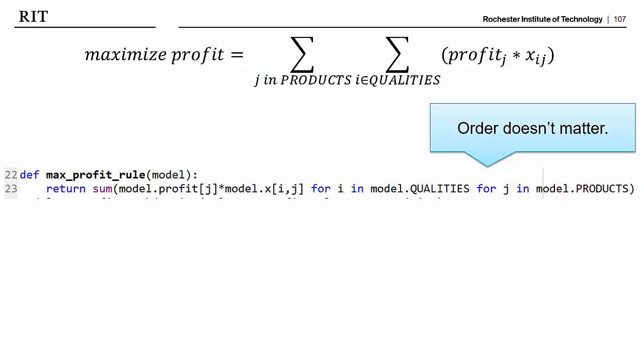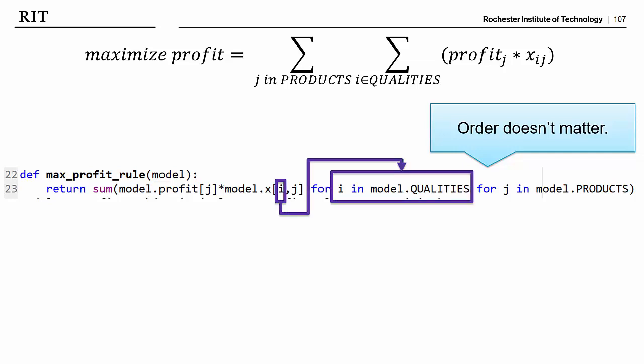And then we'll see here that in our summations and our formulation, we can read it like j in products, i in qualities. So products came first, then qualities. But we see in our Python code that it says for i in model.qualities, for j in model.products, so the order is reversed. The order doesn't matter at all. So you could put these in any order.